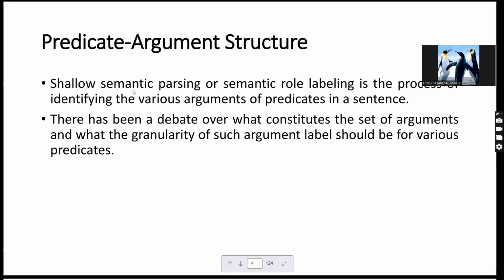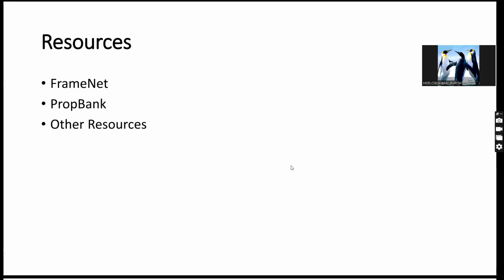First, we'll discuss resources, and first we'll see what is meant by the predicate argument structure. This predicate argument structure is semantic parsing, or we can call it semantic role labeling. It is the process of identifying the various arguments of the predicates, and we also call it the predicate argument structure, which is making a sentence into different parts and tagging the sentences. It contains three types of resources which are used to create the predicate argument structure. One is FrameNet, another one is PropBank, and third one is other resources.